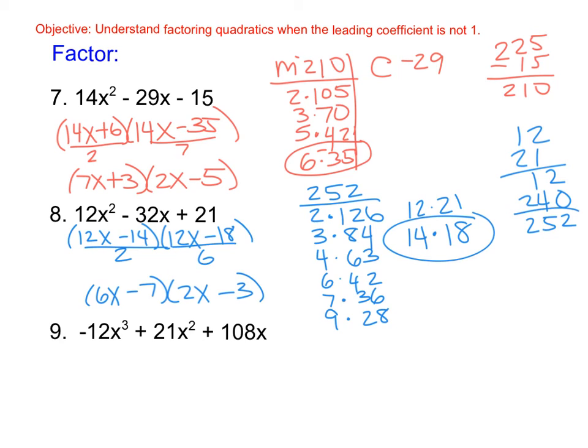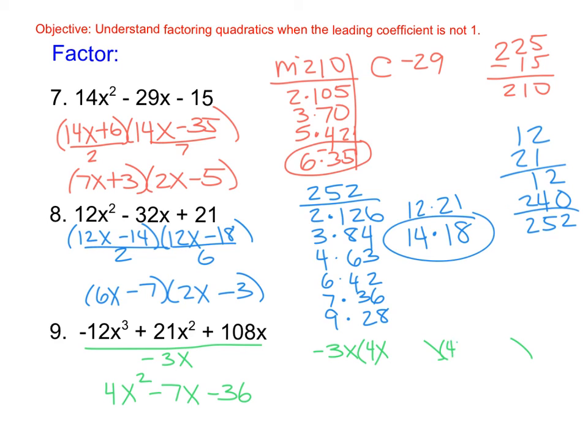All right, number 9. Number 9 has a GCF of negative 3x. You always want the leading coefficient to be positive, just to make life easier. So we get 4x squared minus 7x minus 36. Now, don't forget your GCF on the quiz. Some people forgot it.